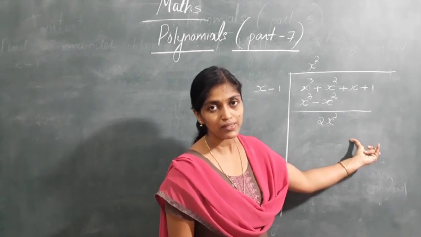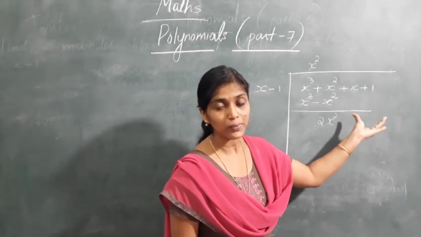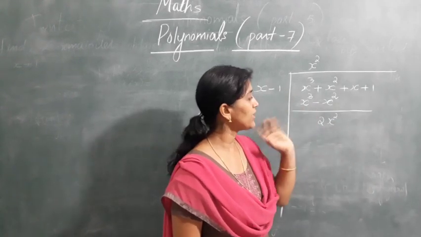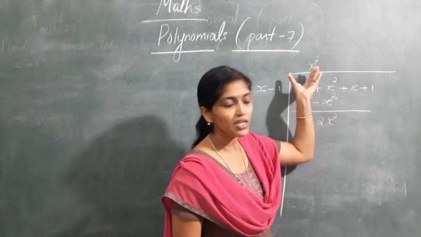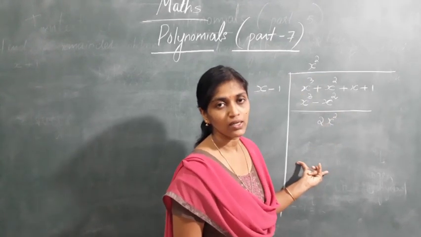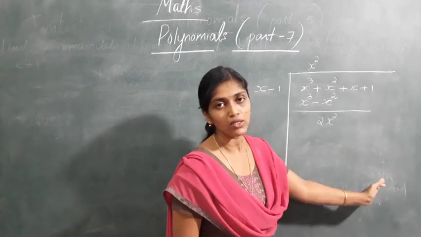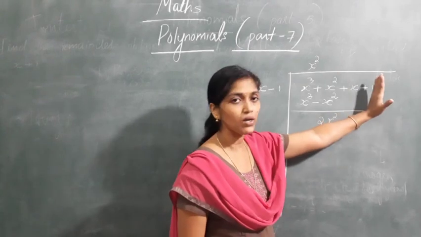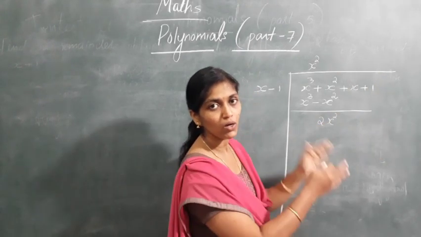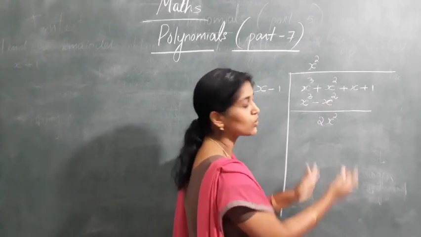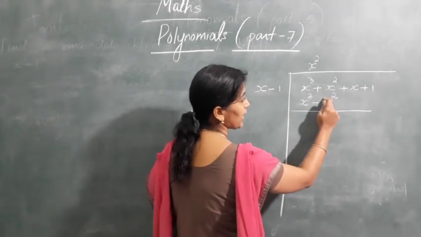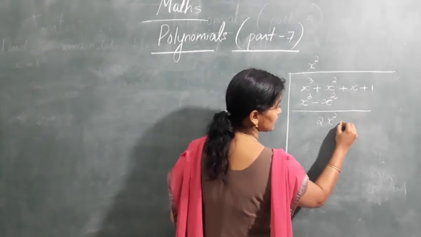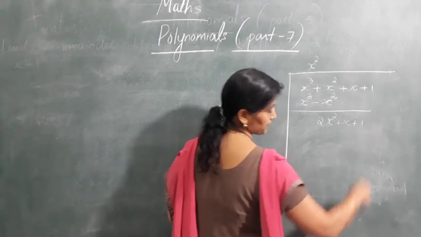Keep in mind, I am not doing the process here because you are all thorough with the division. We have done the problems in the previous section. I am not writing the process here. You can do all these calculations in your mind, and we need only the division process for us. So I am not going step by step again. We know how to do it. So x square minus minus x square is 2x square. Now bring down all the terms, that is x and plus 1.